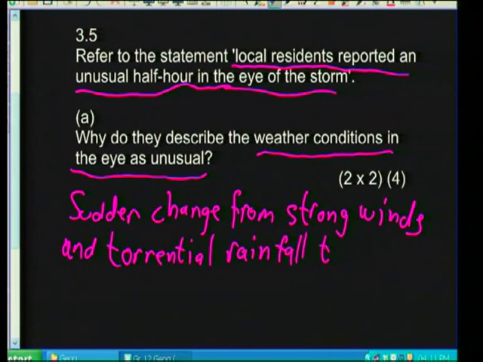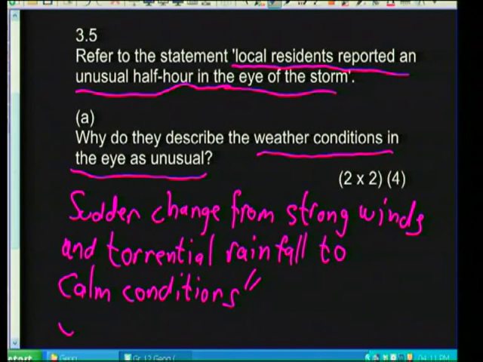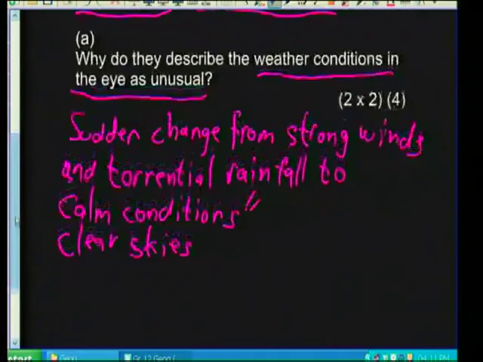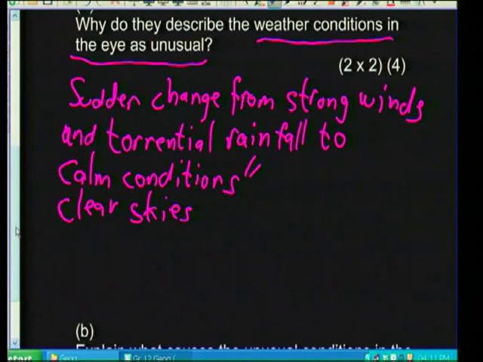Okay? 2, we can talk about calm conditions. Now that automatically tells us it's unusual. We're having this massive amount of rainfall. Suddenly, it's actually calm. All right? Or we'll get 2 marks for that. All right? Or we could go to clear skies. All right? And we can go on to various others.